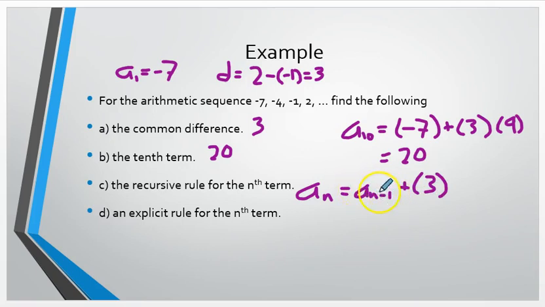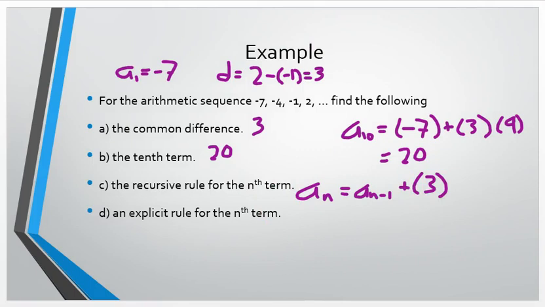And this rule is just saying that if I want to find the next number in the sequence, take the previous number and add 3. And it's a pretty easy thing to check, because if I wanted to start from the third term and find the fourth term, then the fourth term, a sub 4, would equal a sub 3 plus 3, and it works.